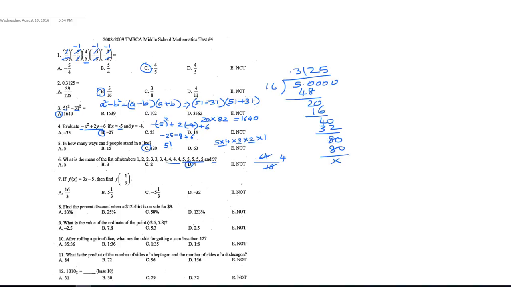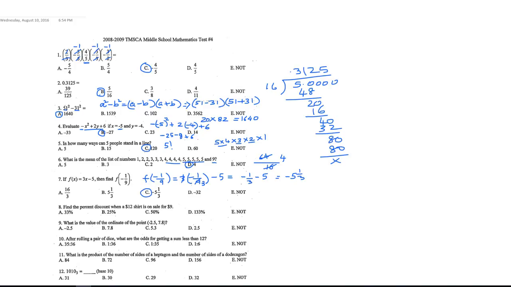Question 7, f of x is equal to 3x minus 5, then find f of minus 1 by 9. So in this case, essentially, we have to plug minus 1 by 9 in place of x. So 3 times minus 1 over 9 minus 5. So this is equal to, 3 times minus 1 over 9 is nothing but minus 1 over 3. So minus 1 over 3 minus 5, which is equal to minus 5 1 over 3. So we'll select answer C.